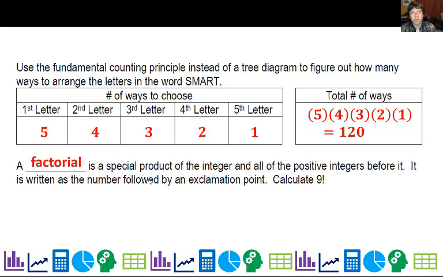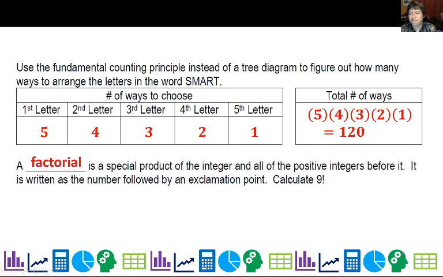So a factorial, which I've been hinting at, is a special product of the integer and all the positive integers before it, down to 1. It is written as a number followed by an exclamation mark. So 4 factorial would give you the 24. 5 factorial, 5 exclamation mark, gives you 120.